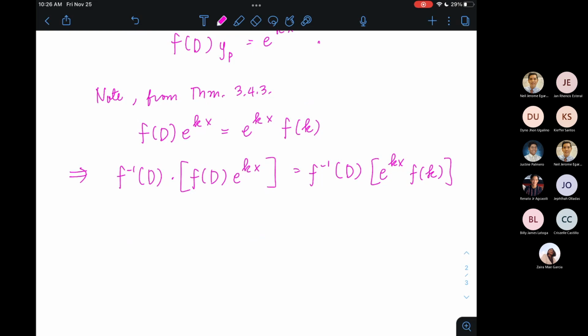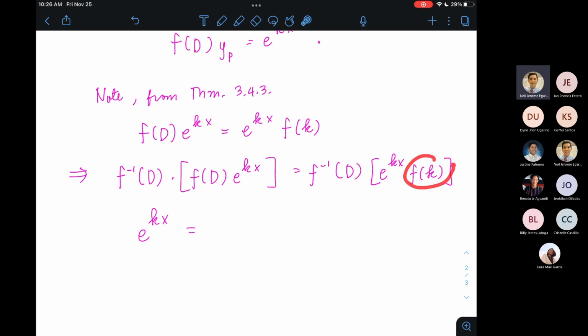Good? Here, I'll use the property of inverses. These two are inverses of each other, so what will be left would be e to the kx. And then, let's simplify the right. f of k is a constant. f inverse of D is an integral operator with respect to the variable x.